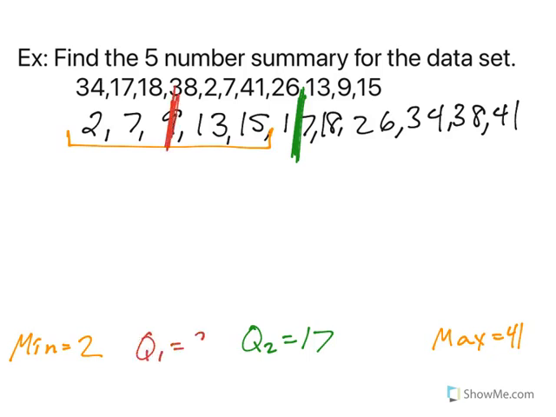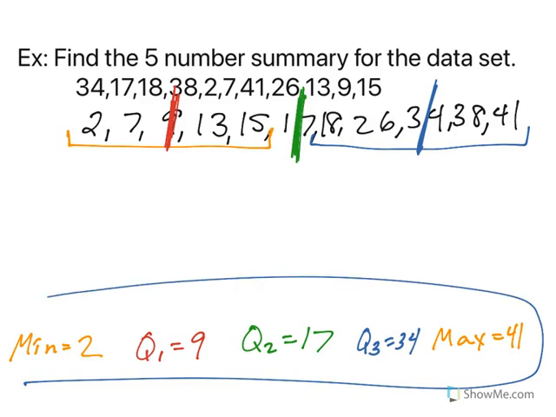So Q1 is 9. Remember, when you're finding quartiles, you're just finding the median of the overall data set, the median of the lower half, and then the median of the upper half. So the median of the top 5 numbers cuts right through 34, and Q3 is 34. And that is our 5-number summary for that data set.